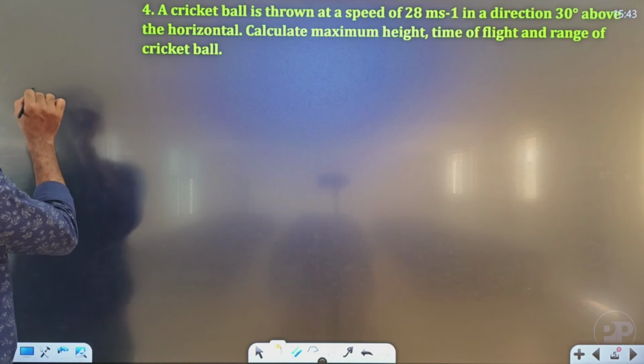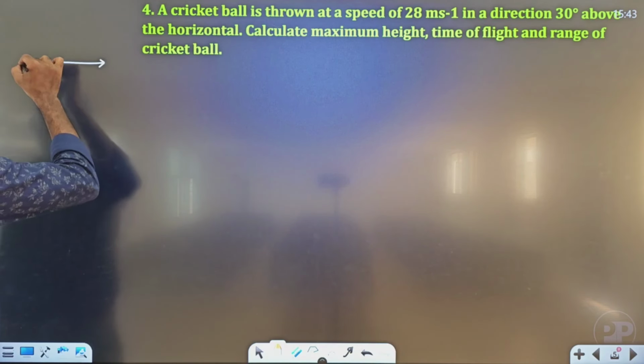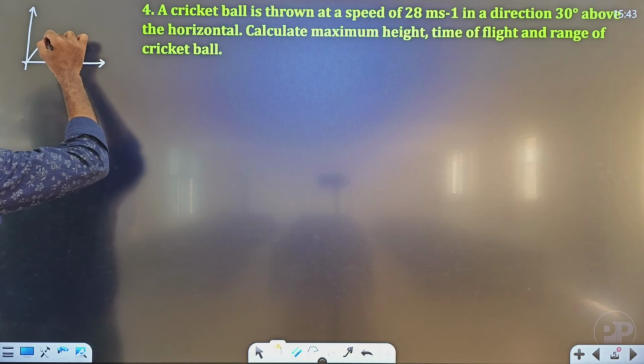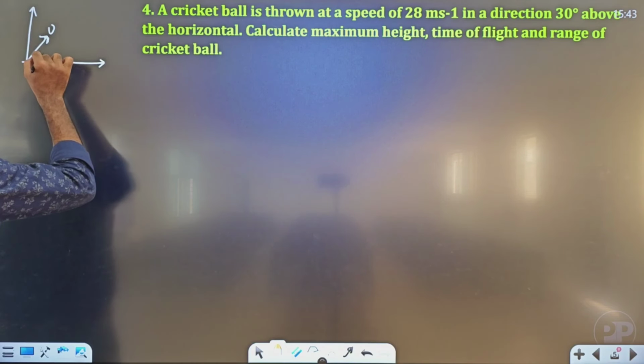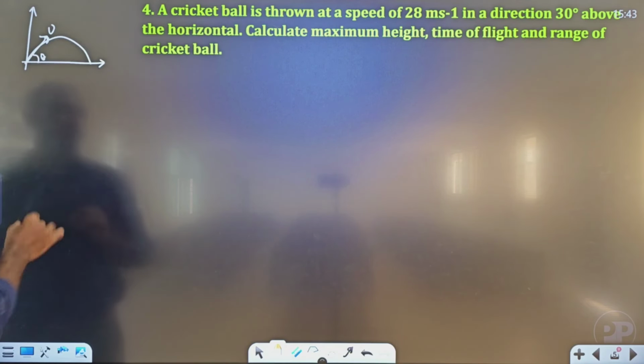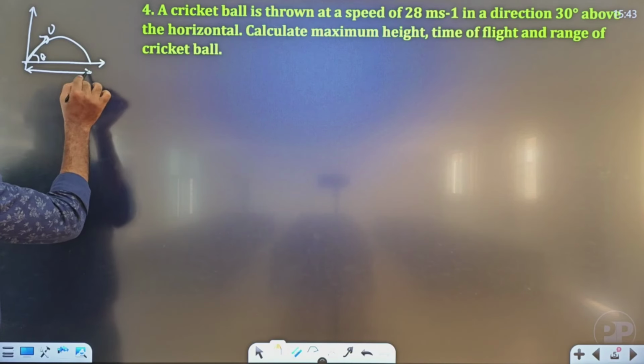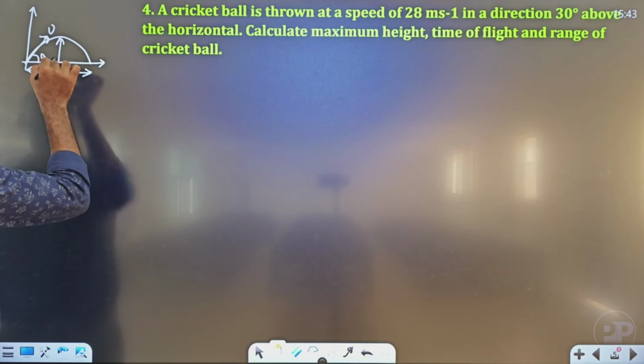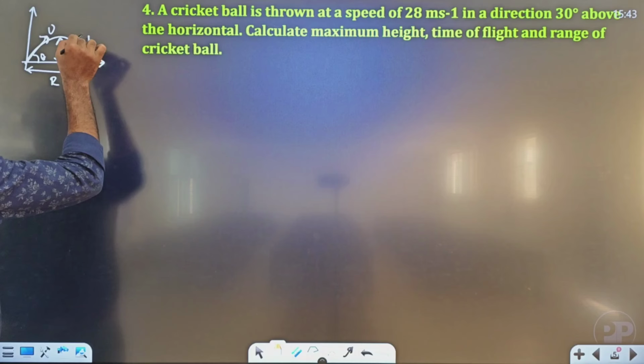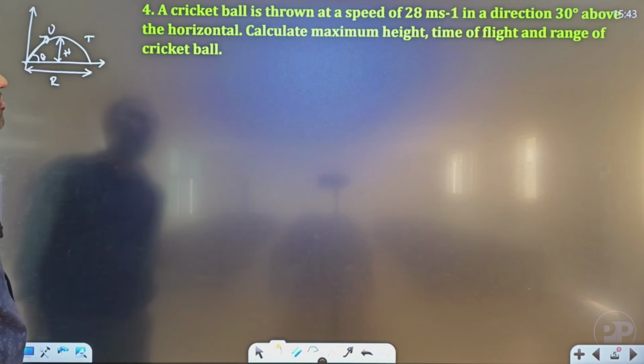See, they have given the speed. Projectile motion we know: we throw a body in this direction with a certain initial velocity at an angle theta, called the angle of projection, and it will fall like this. So this is the range. This we call the maximum height, and the time taken to reach from ground to ground is called time of flight.